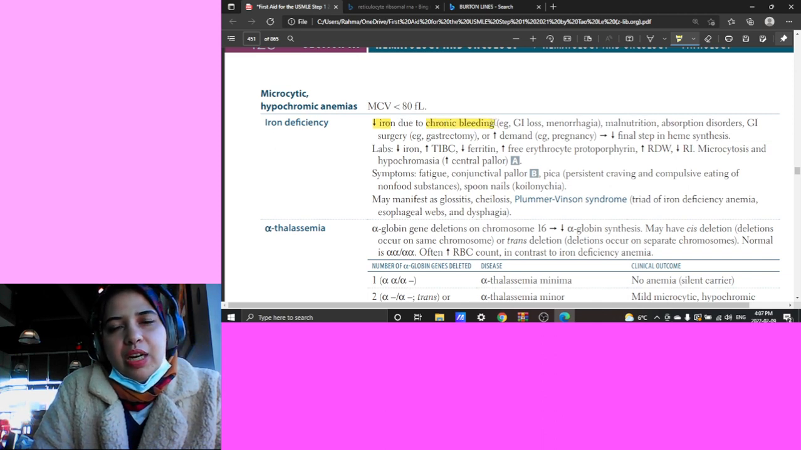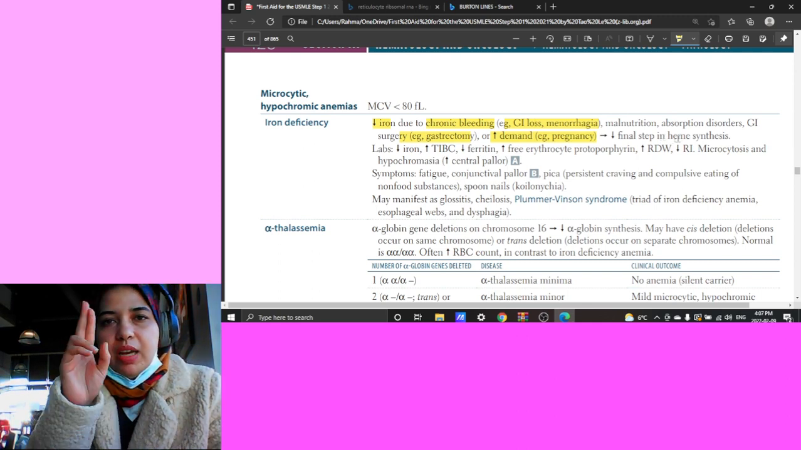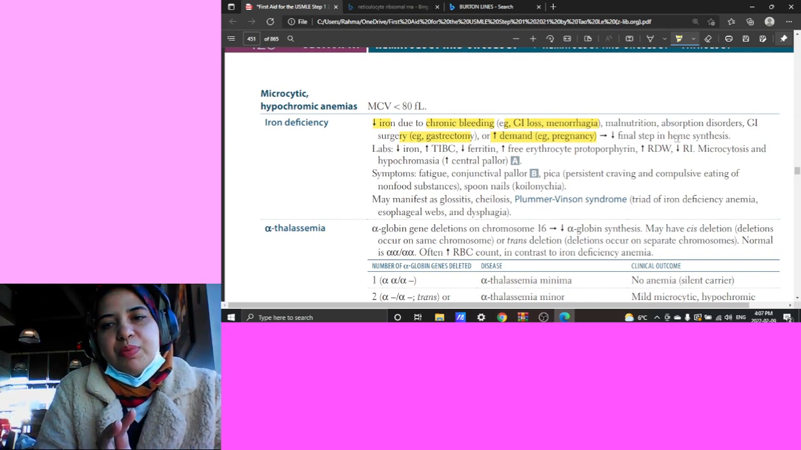So that can be through GI loss, like somebody who has cancer and they're losing blood through there, or they have some kind of infection or a parasite that's causing bleeding. That's important to know. Or just through menstruation, women have the highest rates of iron deficiency as a result, or malnutrition, or absorption disorders, or GI surgery like a gastrectomy, or increased demand for pregnancy. That's also important. Decreased iron because remember we need iron for that period, and your ferrochelatase is low functioning in order to produce heme.